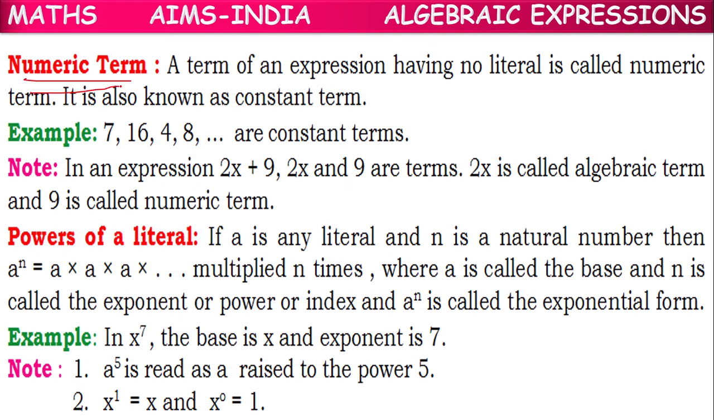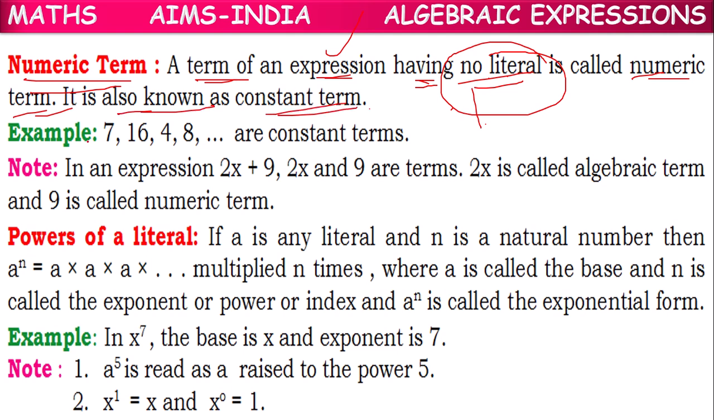So, numeric term. A numeric term is a term of an expression having no literal. There is no variable, no literal. Such a term we call a numeric term, or it is also known as a constant term. Like 7, 16, 4, 8, these are all constant terms because they don't have any variable in them.